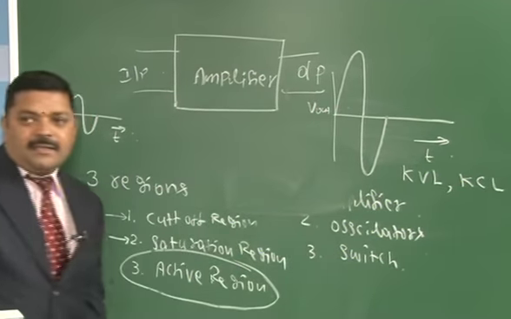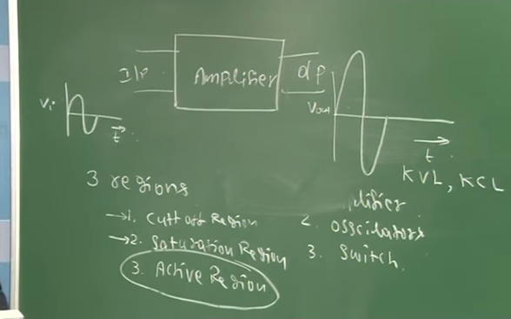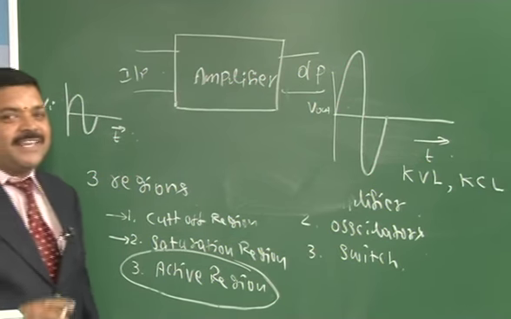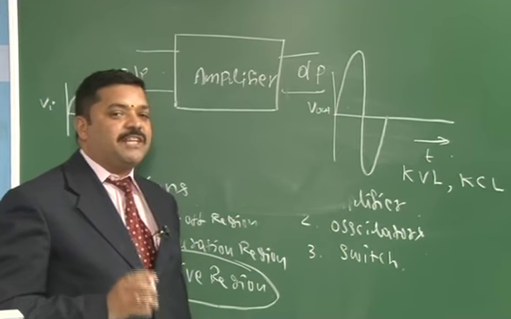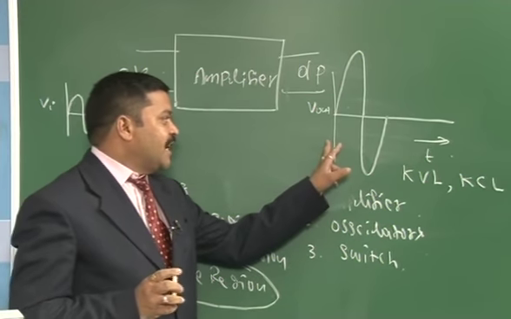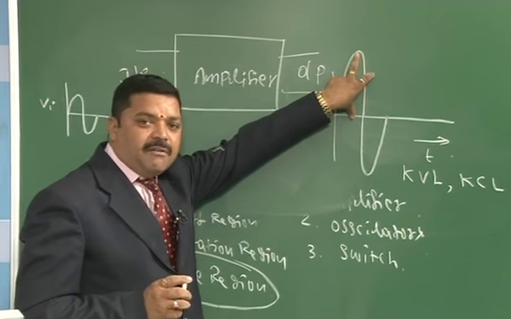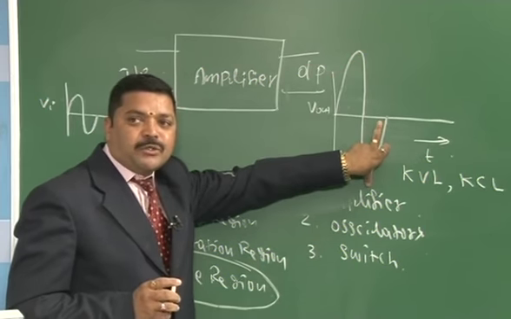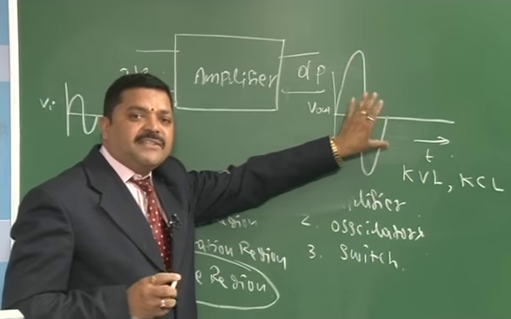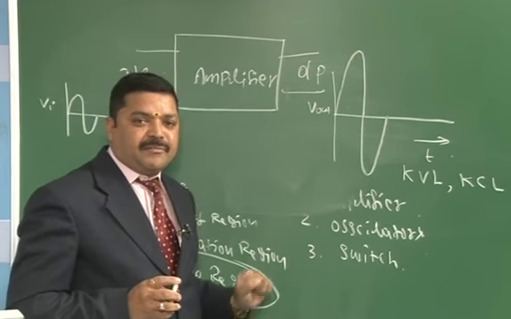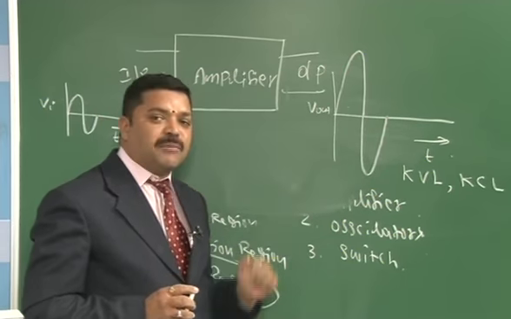So, we say the amplification has taken place faithfully. Faithful amplification means we have to get the amplified signal where both the positive half and negative half should be equal. Then only we say it is faithful amplification. Faithful amplification has taken place.